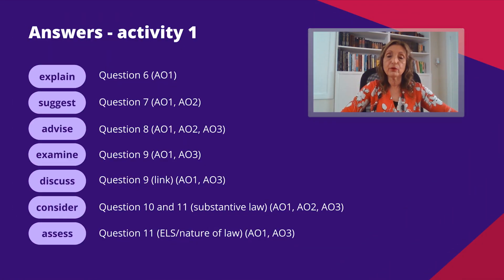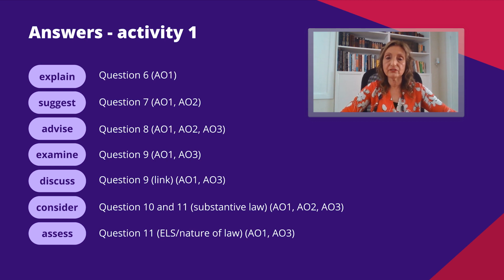Let's start off with question 6. This is assessing AO1 knowledge and uses the command word explain. This topic is always English legal system. An example could be explain 3 roles of a jury.